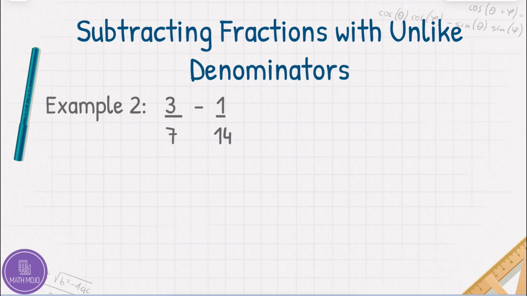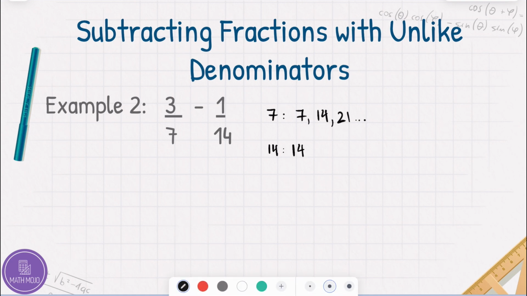Okay, let's do another example. Over here we have 3 over 7 minus 1 over 14. So let's start off with finding our common multiple for 7. So we have 7, 14, 21, and so on. And then when we look at our second fraction, we can find our multiples for 14, but since our first multiple of 14 is 14, that means we've already found our common multiple. So that also means that when we're changing our fractions, we don't need to change 1 over 14 since our denominator is already the common multiple that we just found. So we just need to change 3 over 7.